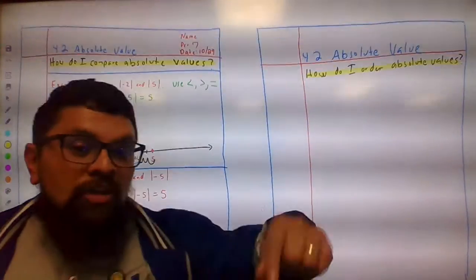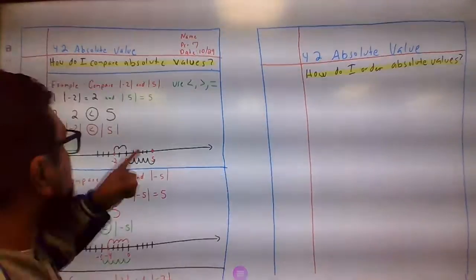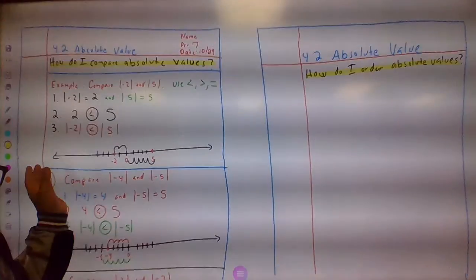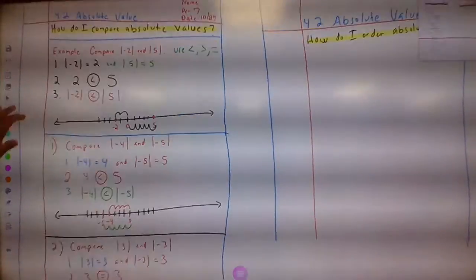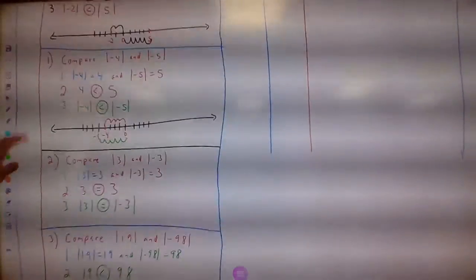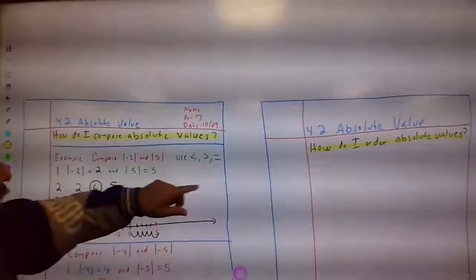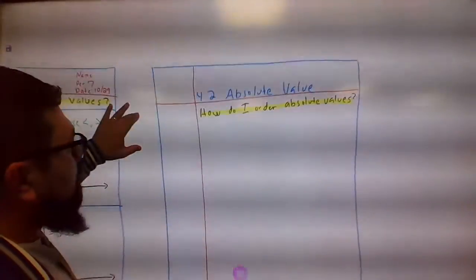Hi class, so you just went over on the previous two slides how to compare absolute values. You compared them here. You find out which one's smaller than the other, less than, greater than, or equal to. Now if you ran out of room, like me over here, I'm going to go on the back of it and start the new page here. Now it's this one right here.